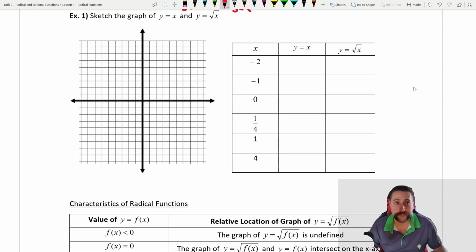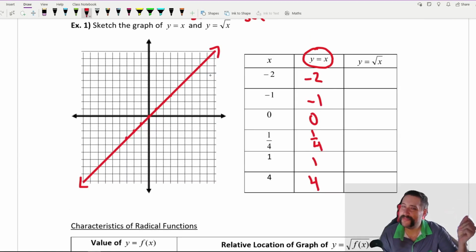Example number 1 says sketch the graph of y equals x and y equals the root of x. You should already know how to graph y equals x, so let's do that real quick. You can see that this is our y equals x. Again, it's your regular linear line.